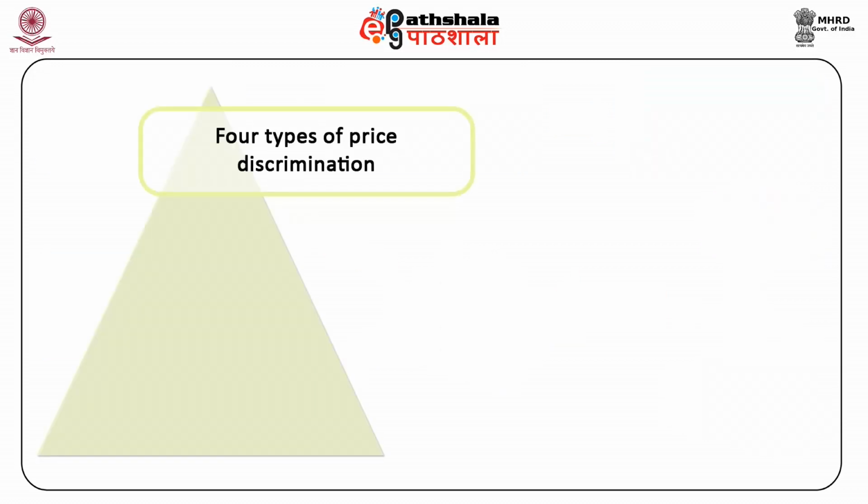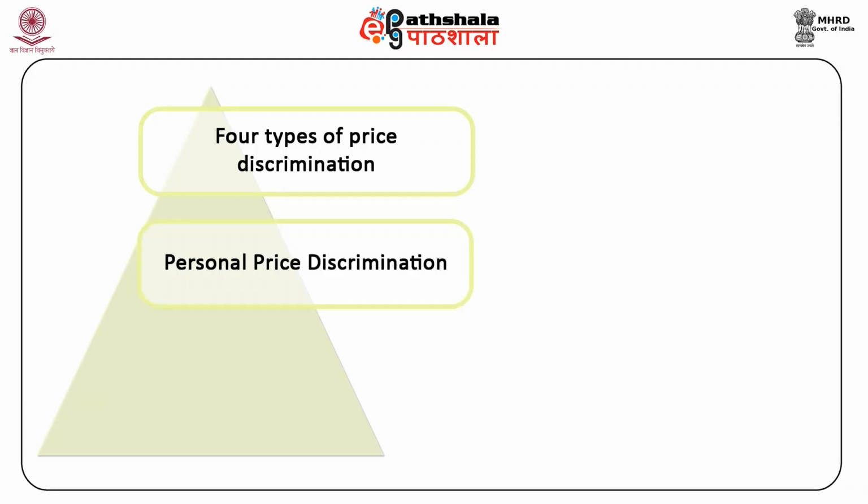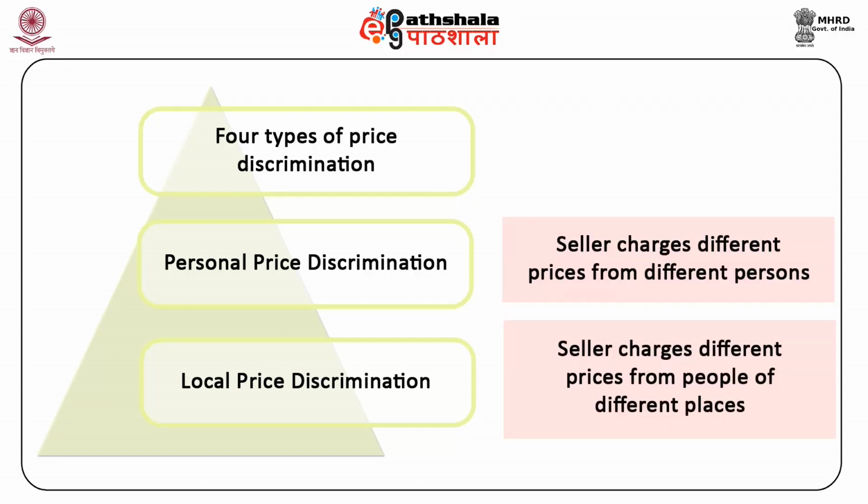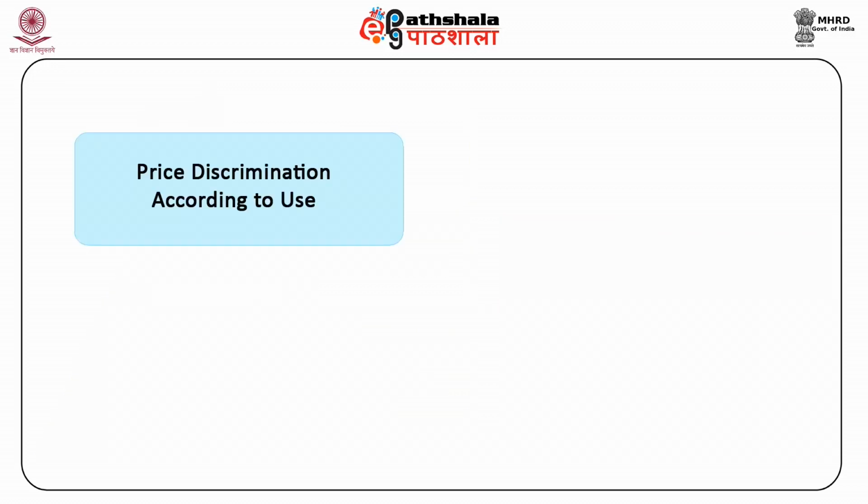There are four types of price discrimination. First, personal price discrimination: price discrimination is said to be personal when a seller charges different prices from different persons. Second, local price discrimination: it is said to be local when a seller charges different prices from people of different places. For example, a seller may sell a commodity at one price at home and at a different price abroad. Third, price discrimination according to use.